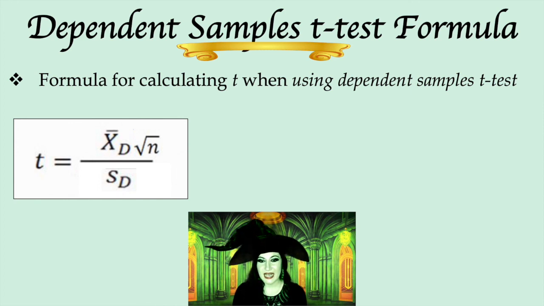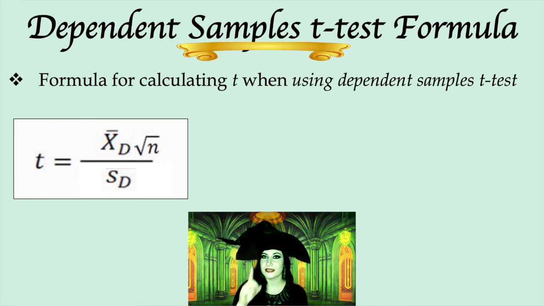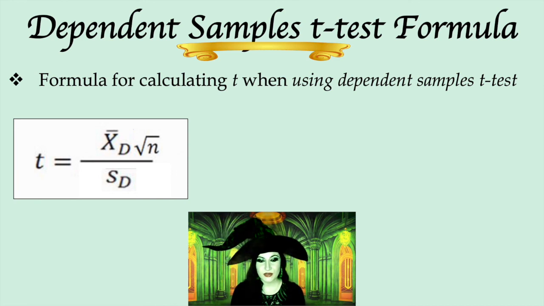Once we calculate the average of the difference, we are then going to multiply that by the square root of n. N represents the number of people in our sample. And oftentimes, because you're going to be using the same people more than once, you're only going to have one value for your n, as opposed to an independent samples t-test, where you have one value for sample 1 and one value for sample 2. Now, all of this is going to be divided by the standard error of the difference.